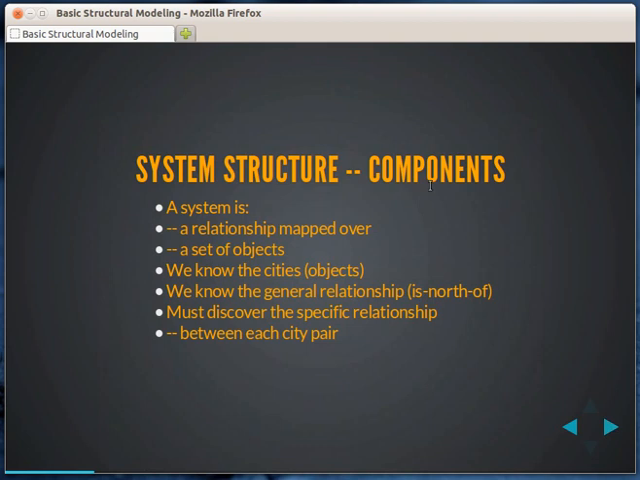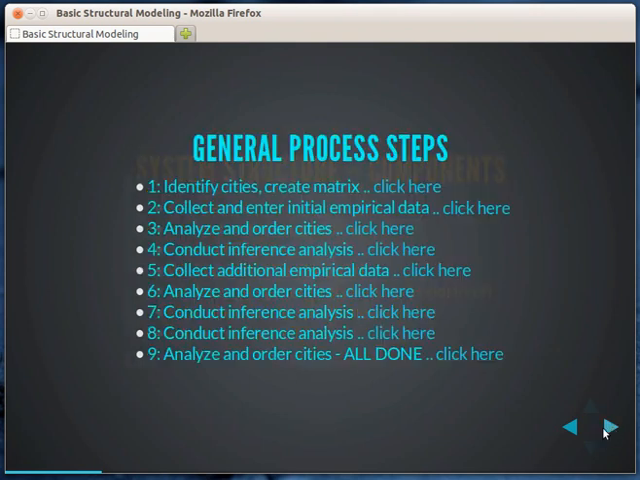So, system structure: a system is a relationship mapped over a set of objects. We know the cities, and those are the objects. We know the general relationship, which is north of. We must discover the specific relationship between each city pair. So that's the objective of this process, to actually discover the relationship between each city pair.